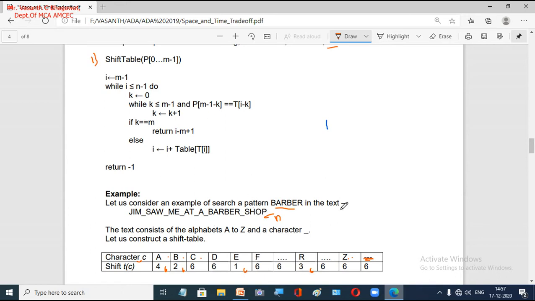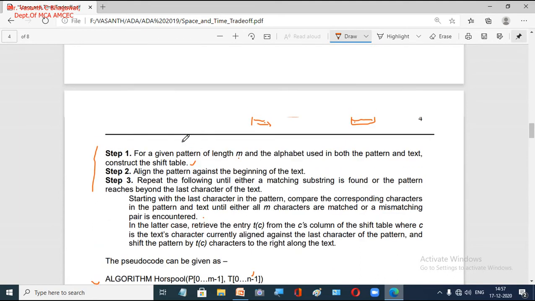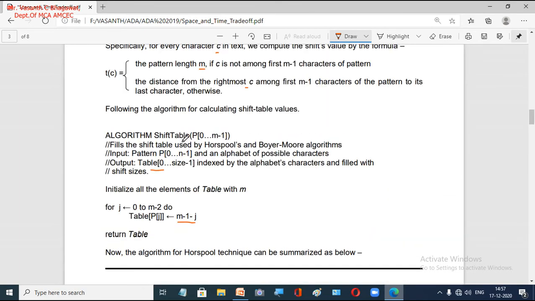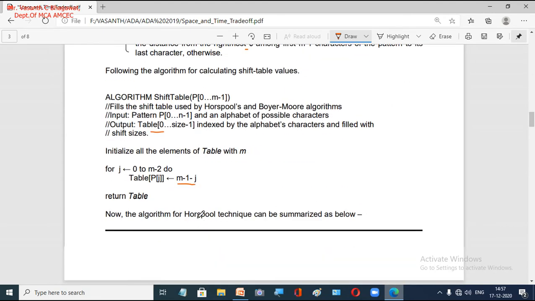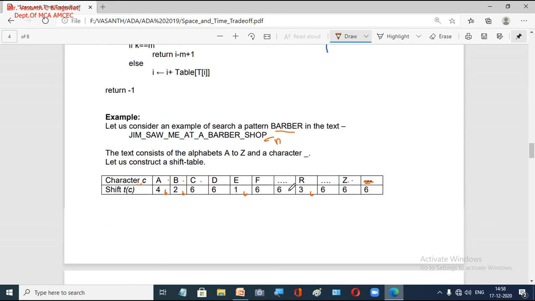Now we try to apply that particular for loop, right? So what is that? m minus 1 minus j, for j goes from 0 to m minus 2. You are going to find m minus 1 minus j, and we put that in P of j, right? So how are we going to find these values?